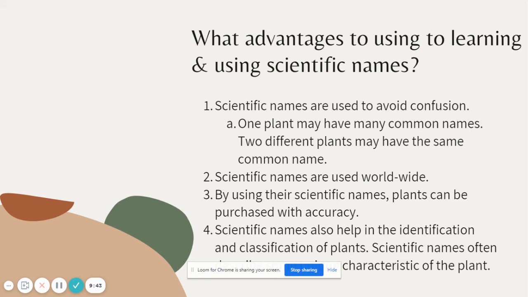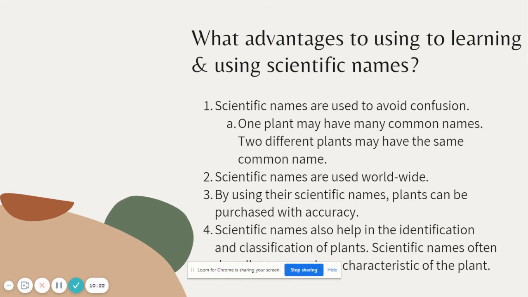Scientific names are used worldwide. Again, let's say I go to Japan because I'm really into horticulture and gardening, and I get the chance to go and I want to purchase a specific plant. I don't speak Japanese, but if I go to a nursery that is knowledgeable about plants, they are going to use the same scientific name for a specific plant that I would use. So if I go to Japan and ask for an Acer palmatum, even though I'm not asking in Japanese, they are going to give me a Japanese maple, an Acer palmatum. So scientific names are used worldwide.